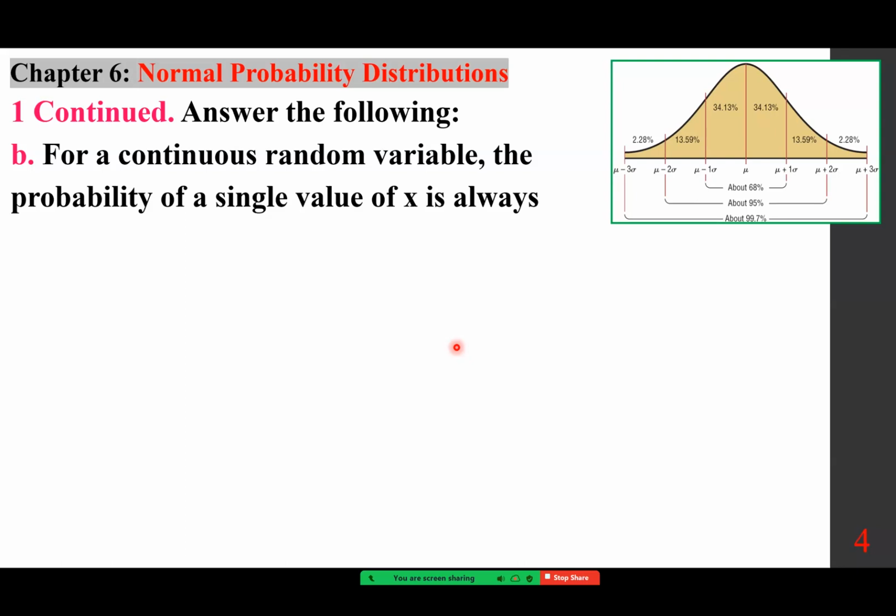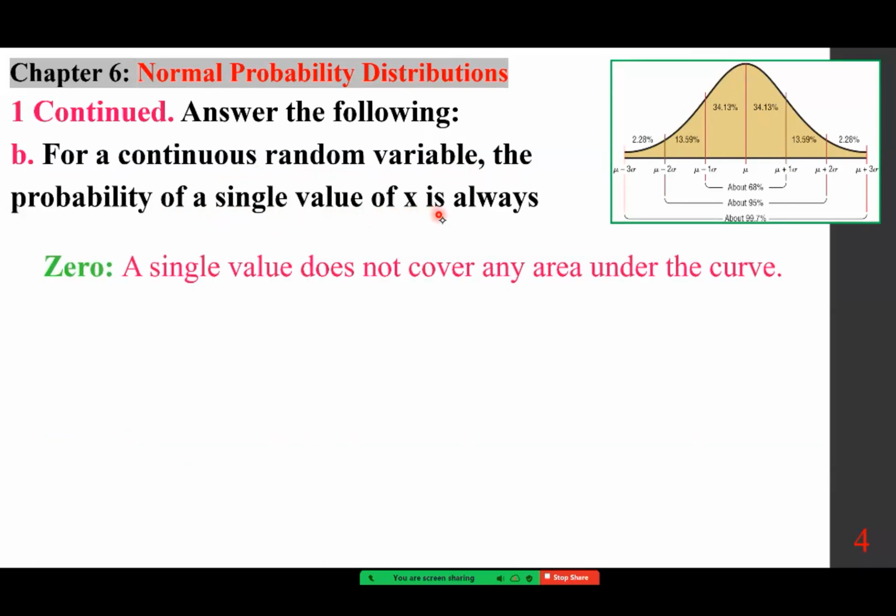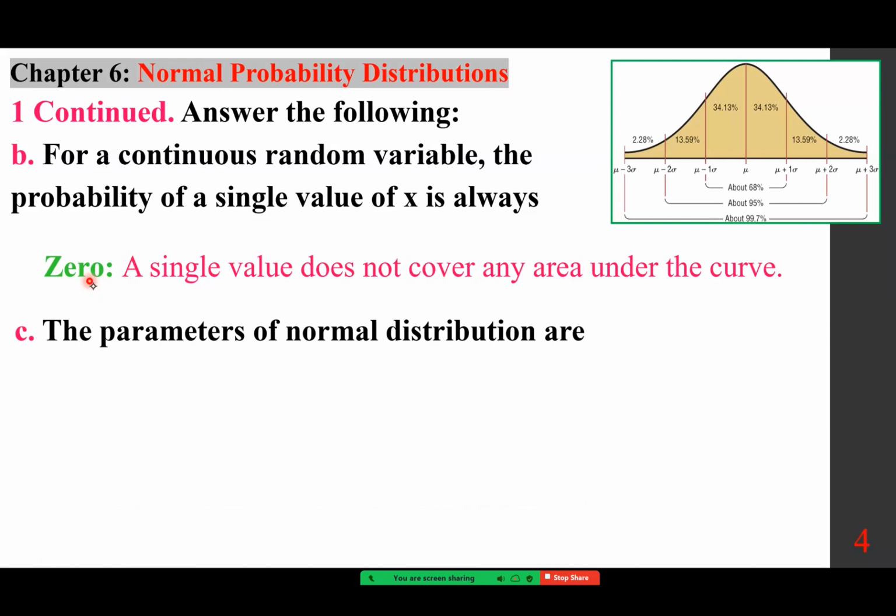So we're going to continue with the first question, part B. For a continuous random variable, the probability of a single value of x is always 0. The reason is a single value does not cover any area under the curve. Remember, the total probability is the total area under the curve. So to find probability, you have to find the area, and a single value does not cover any area. The parameters of normal distributions are mu and sigma, the mean and standard deviation.